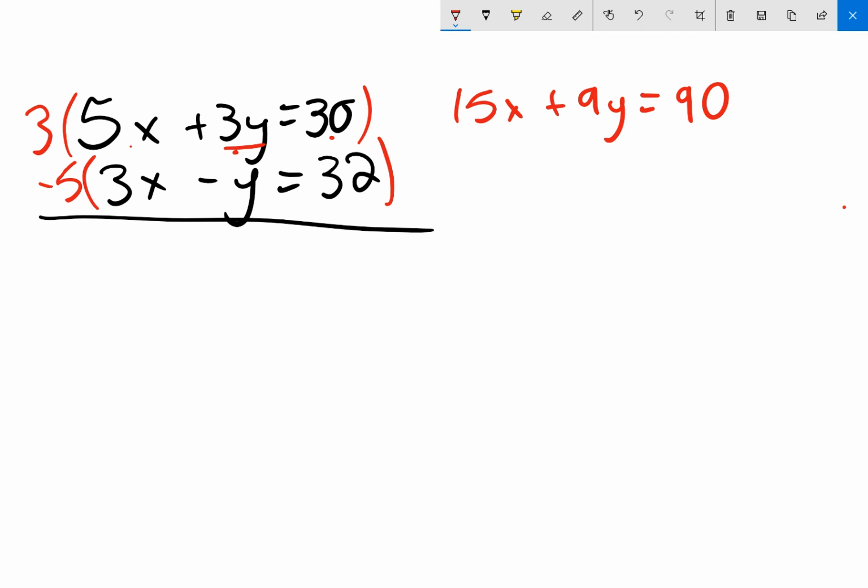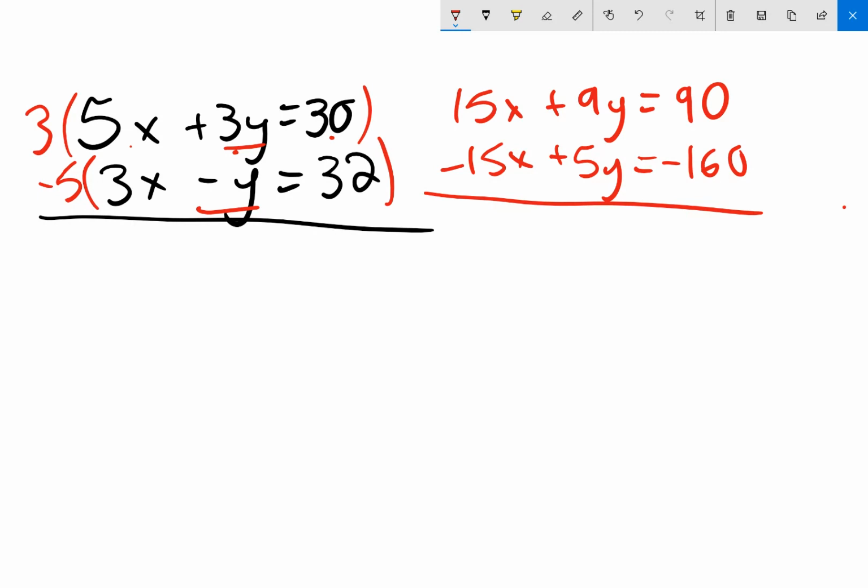Now I'll multiply the bottom equation by negative 5. So negative 5 times 3x would be negative 15x, which is good. Negative 5 times negative y becomes a positive 5y. And negative 5 times 32 becomes negative 160. The calculator's probably going to help you out a little bit here. All right, so now this is good.